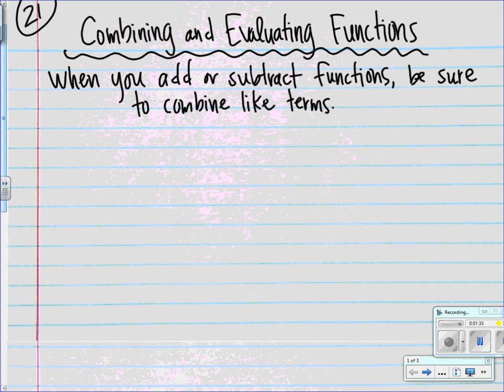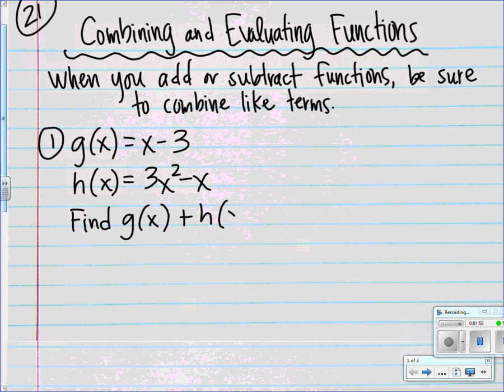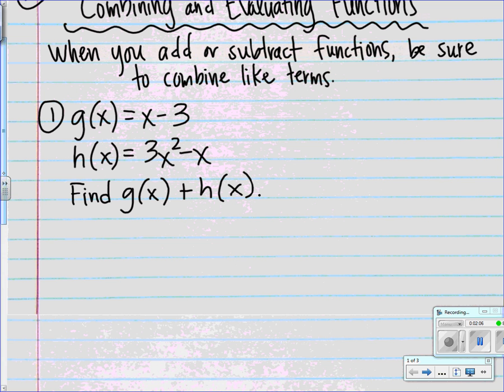So for example, this is our example number 1. Say we have g of x equals x minus 3 and h of x equals 3x squared minus x. And we are going to find out what g of x plus h of x is. So all we really need to know is g of x is x minus 3, h of x is 3x squared minus x.